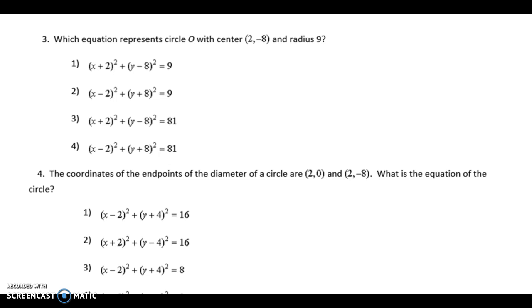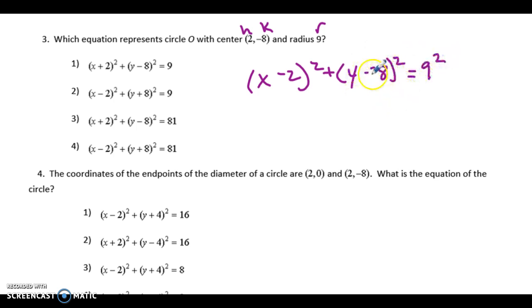Which equation represents a circle O with center 2, -8 and a radius of 9? Well, I'm going to start with x. Here's my h value, here's my k value, here's my r. And so x minus 2 squared plus y minus -8 squared equals r squared. And so minus the -8 is going to give me a positive, and then I know that 9 squared is 81. And so I'm looking for -2 plus 8 and then 81, so choice 4.